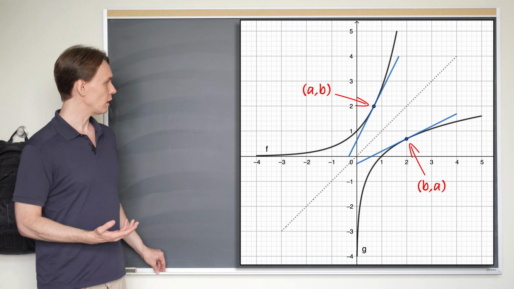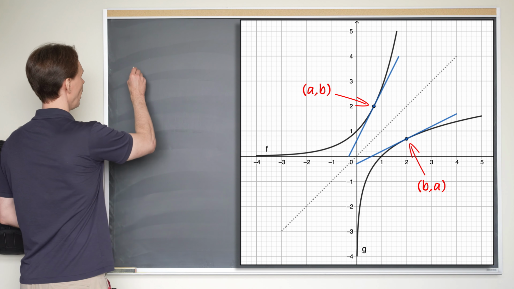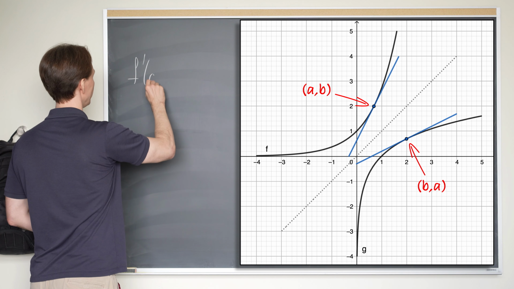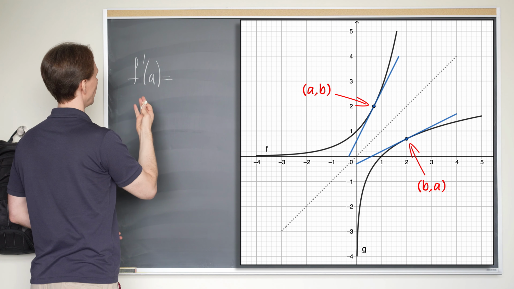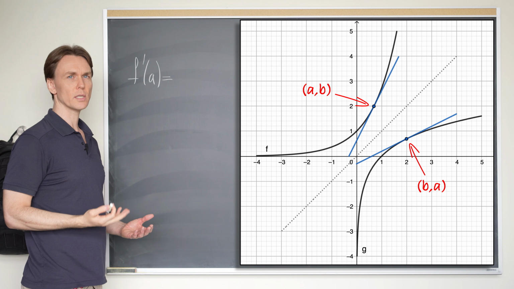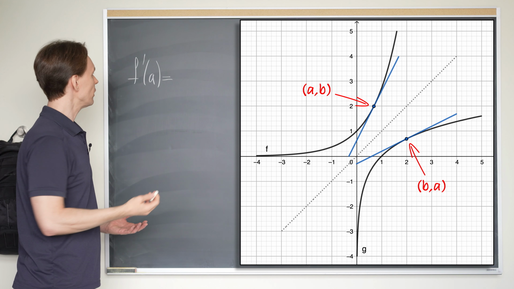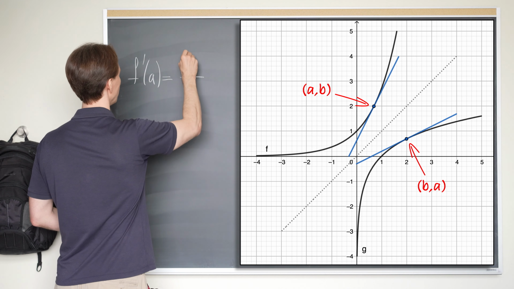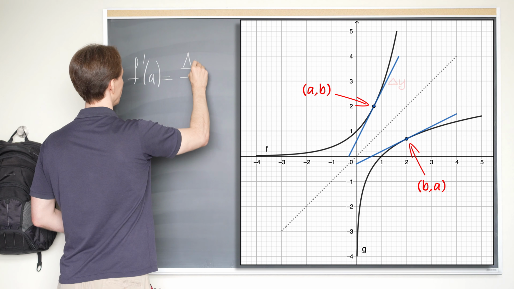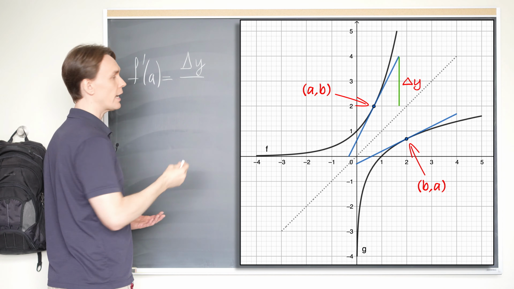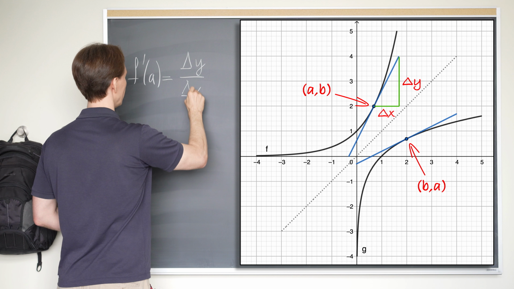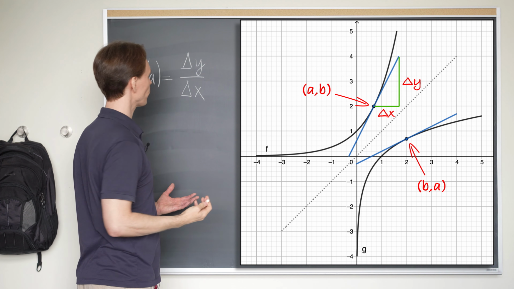Now, if you take a look at the derivative of f at this point a, of course it will be equal to the slope of its tangent line, so you can write it as the rise delta y of the tangent line divided by the run delta x.